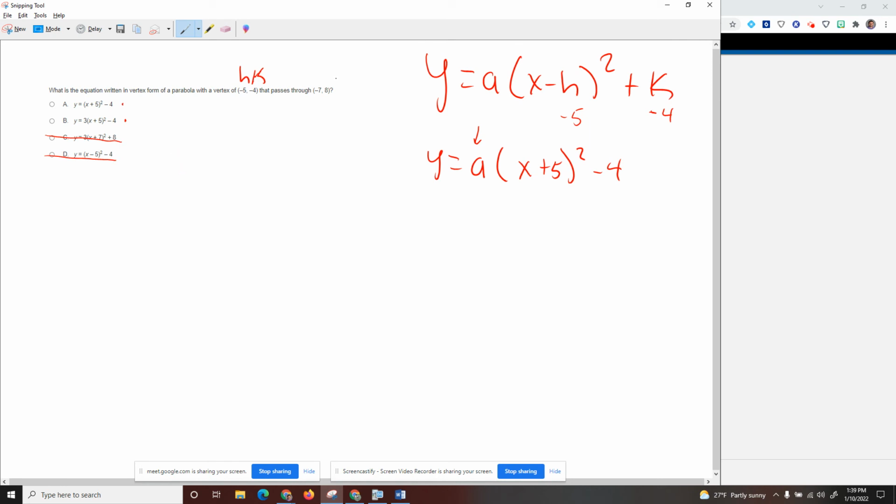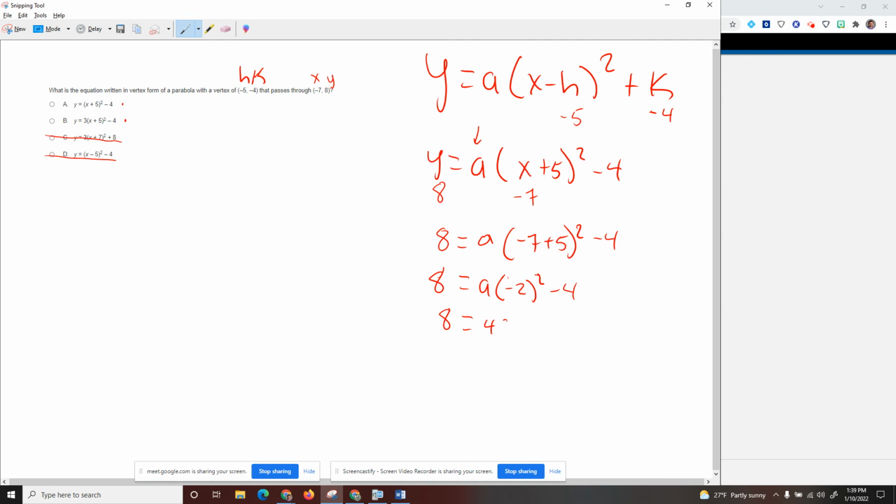In order to figure out the a value, I'm going to use the other point and substitute that in for x and y. So -7 in for x and 8 in for y. And then I'll solve for the a that I need. So 8 is equal to a times -7 plus 5 squared minus 4. So I have 8 is equal to a times (-7 plus 5 is -2) squared minus 4. -2 squared is 4.